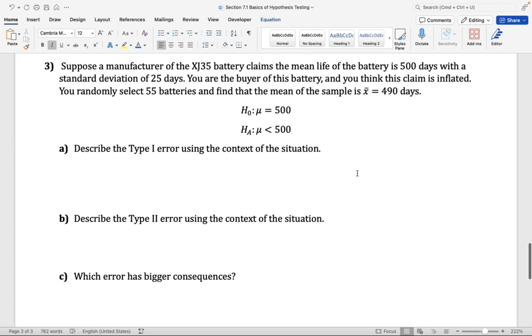Now, I'm going to let you do this problem on your own. You're going to write a sentence describing the type 1 error and the type 2 error for the example that we had seen before, the example where we're looking at the XJ35 batteries. Then you're going to decide which error has bigger consequences. So go ahead and think about those questions. Go ahead and answer them on your own.